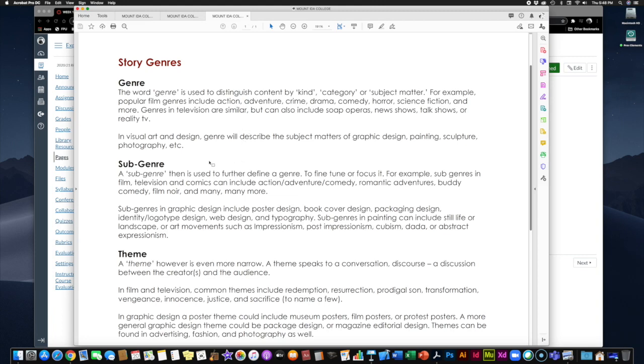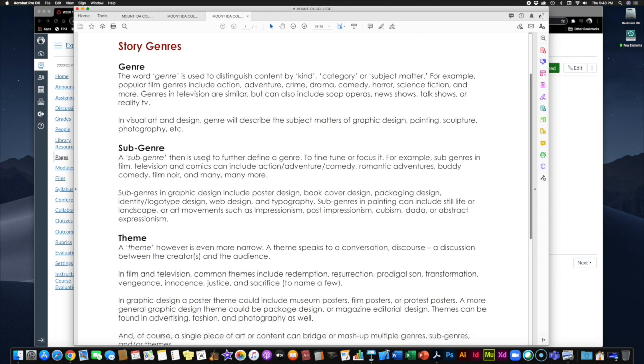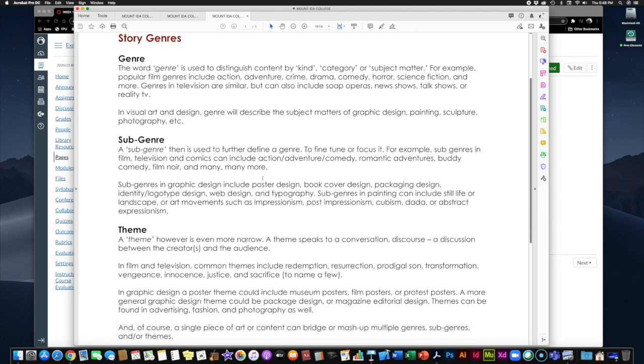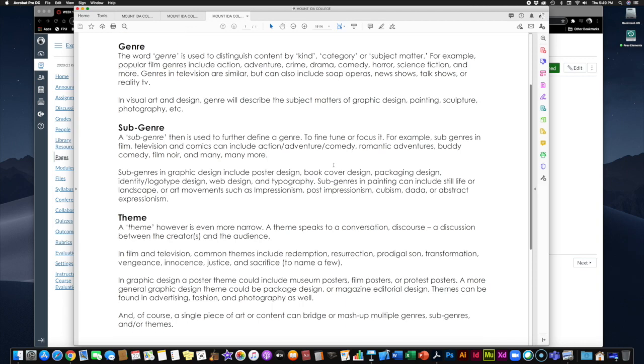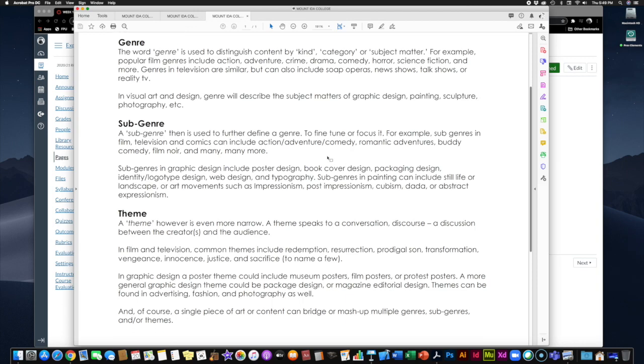Now, a subgenre, of course, falls underneath the main genre. So a subgenre is used to further define the genre. It drills it down a little deeper. It fine-tunes it or focuses it. So, for example, a subgenre in film, television, and even comic books can include action-adventure comedies, right? We've all seen movies or read comics that are both action, adventure, and funny in their comedies, right? So that is a bunch of subgenres sort of glued together. There are romantic adventures, buddy comedies, film noir, and of course many, many more. So you can mash up genres a bunch of different ways.